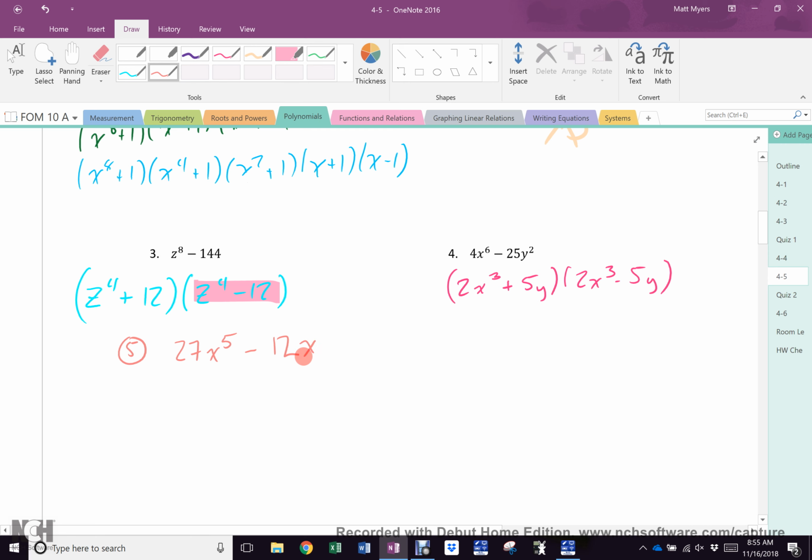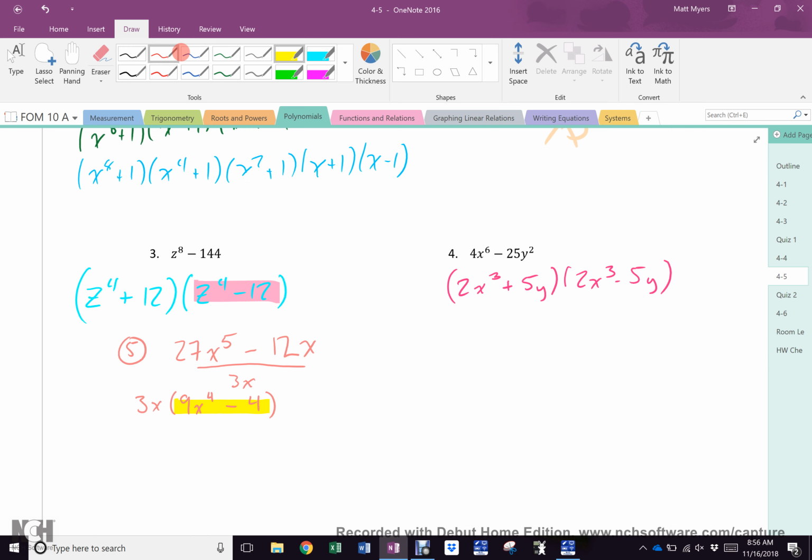12x. What would you do with that? Greatest common factor. What is it? 3 what? 3x. Okay. So now I rewrite 3x. And what do I have here now? 9x to the 4th minus 4. Now that should be easy for everybody, right?